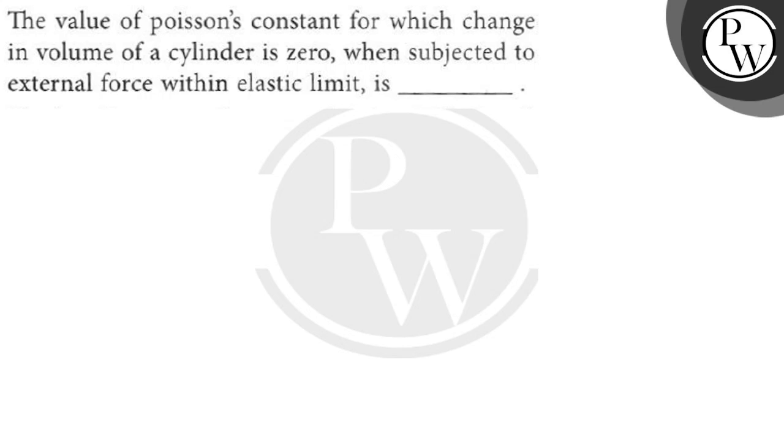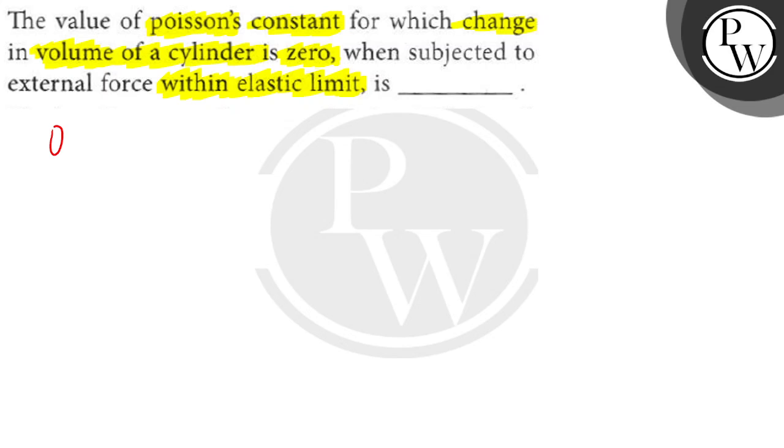बच्चों, let's read this question. The question says the value of Poisson's constant for which the change in volume of a cylinder is going to be zero when subjected to an external force within the elastic limit. So it is within the elastic limit and it is being subjected to an external force. So what is the Poisson's constant?